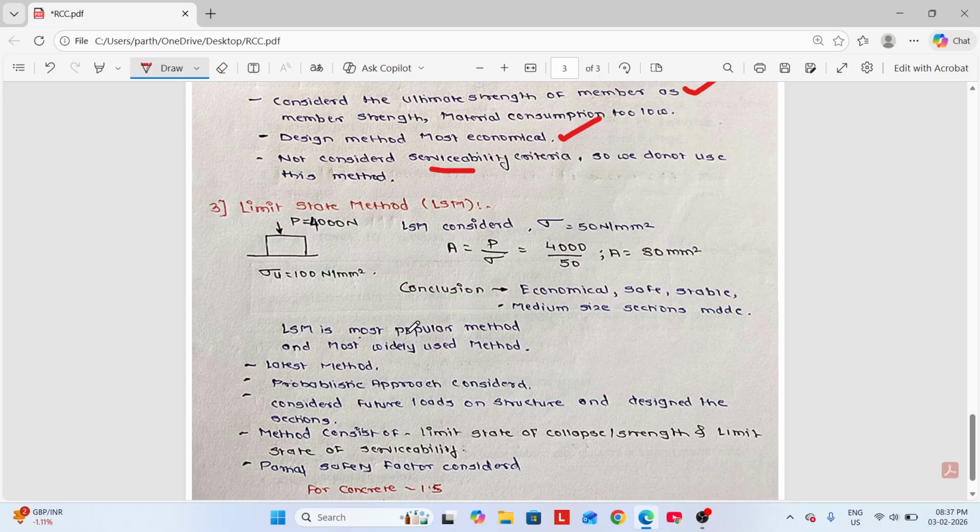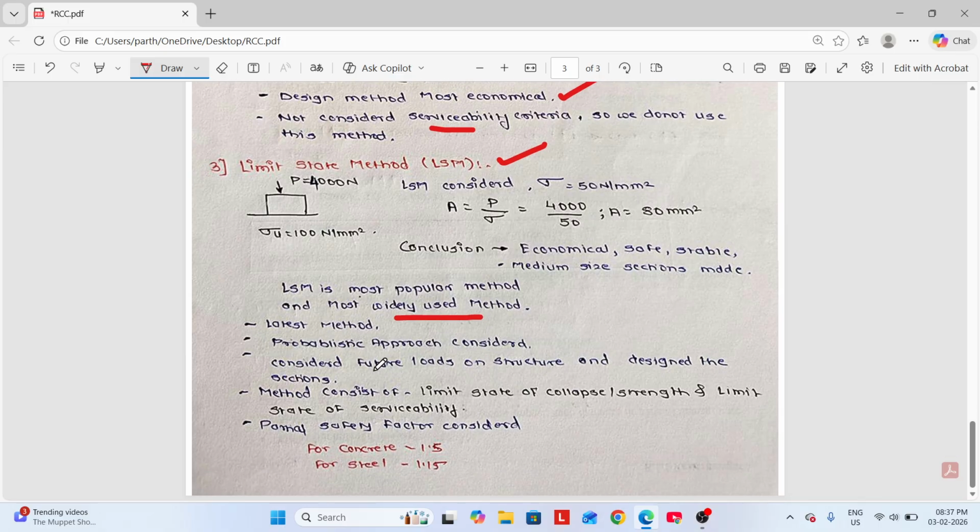Then the next one is the limit state method. Nowadays we are using this LSM method only. The overall conclusion from this method is that the structure becomes economical, safe, and stable, so that medium sections are made, so the sections are not too heavy or too light. We can say that it is the most widely used method nowadays, the latest method which we use.